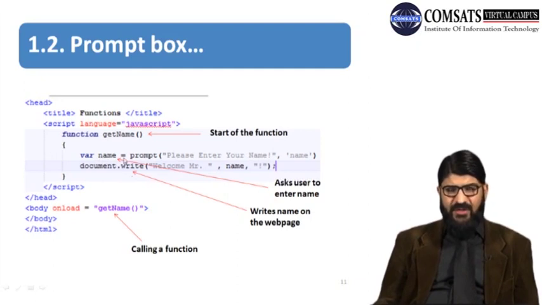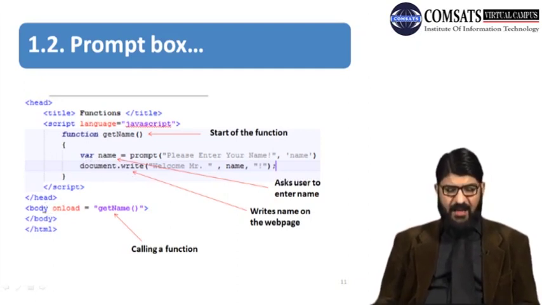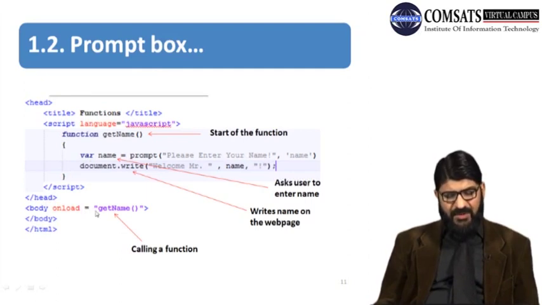Now, when to load this function or when to execute this function? In the body tag it is mentioned onload. When the page is loaded, at that particular event the getName function will be called. So the function is triggered by the onload action. Then the body tag is closed and the HTML tag is closed.